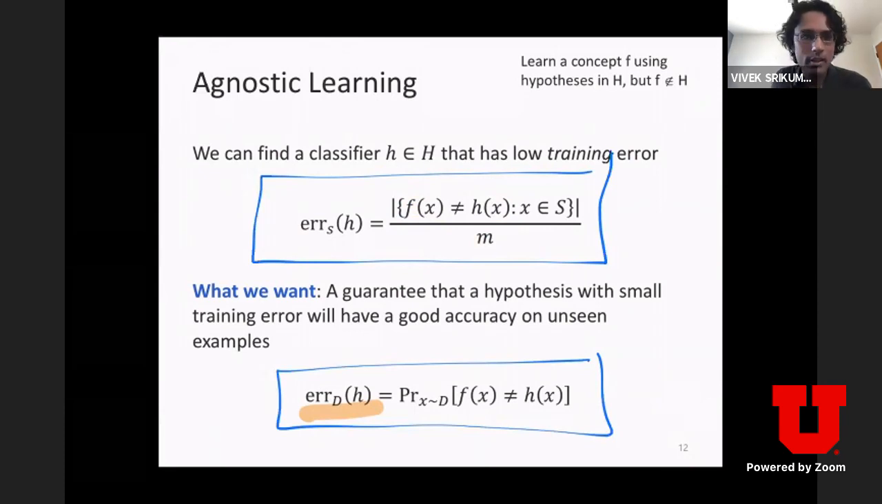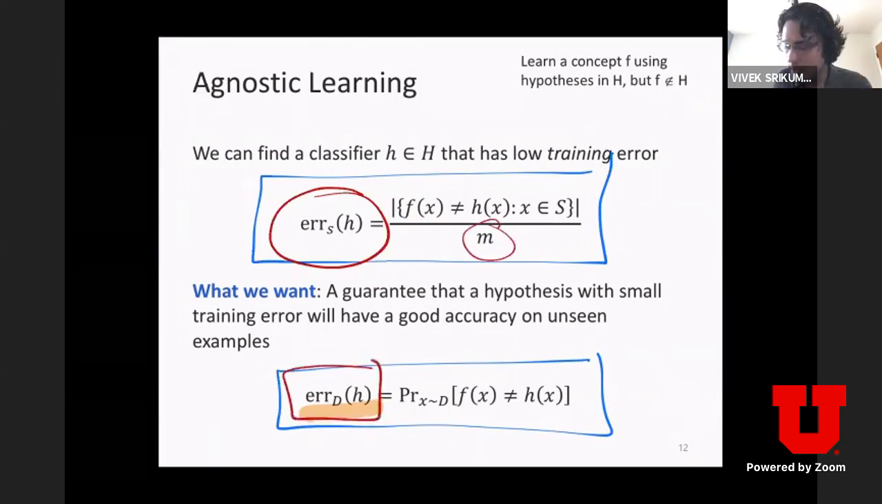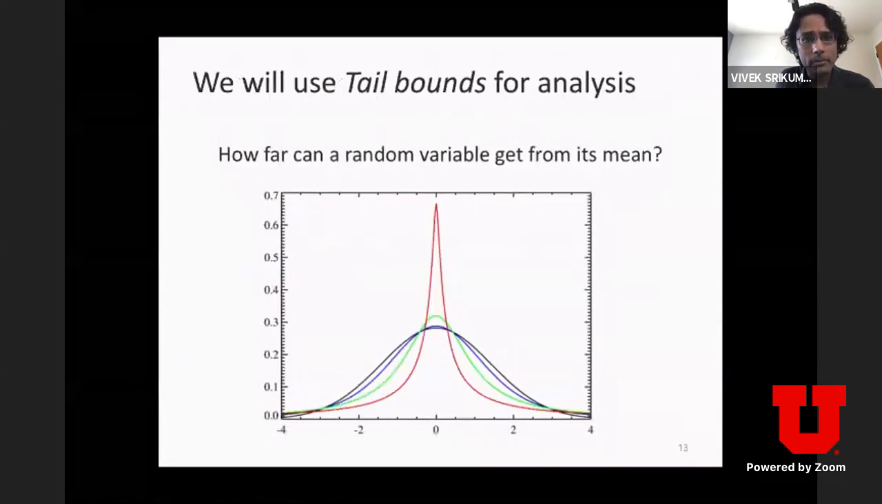So the question that is going to concern us is the following. If I know that this is small, what should m be, how many examples do I need, to guarantee that this quantity will not be too far off from it? So if the empirical error is small, or it doesn't even matter if small, how far off can the generalization error be from the empirical error? To answer this question, we'll be using the notion of tail bounds, which talks about how far a random variable can get from its mean.